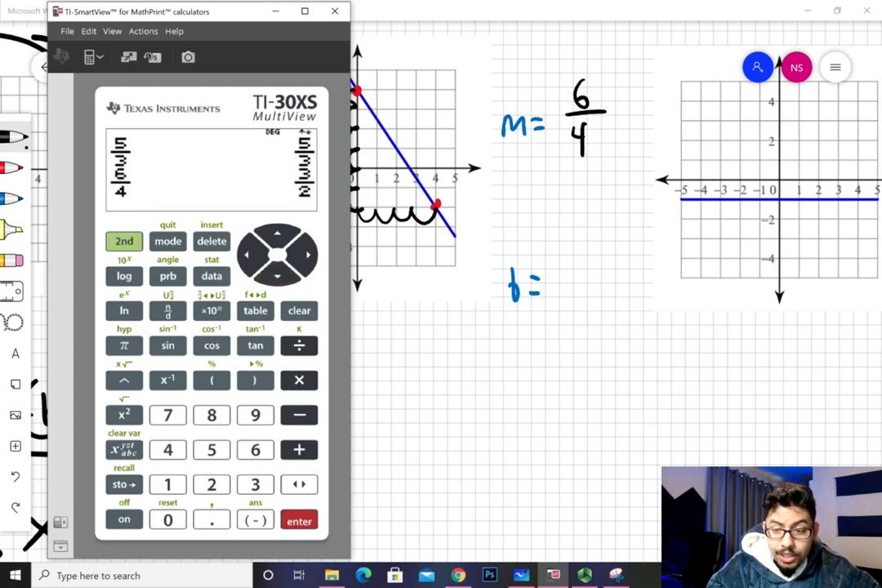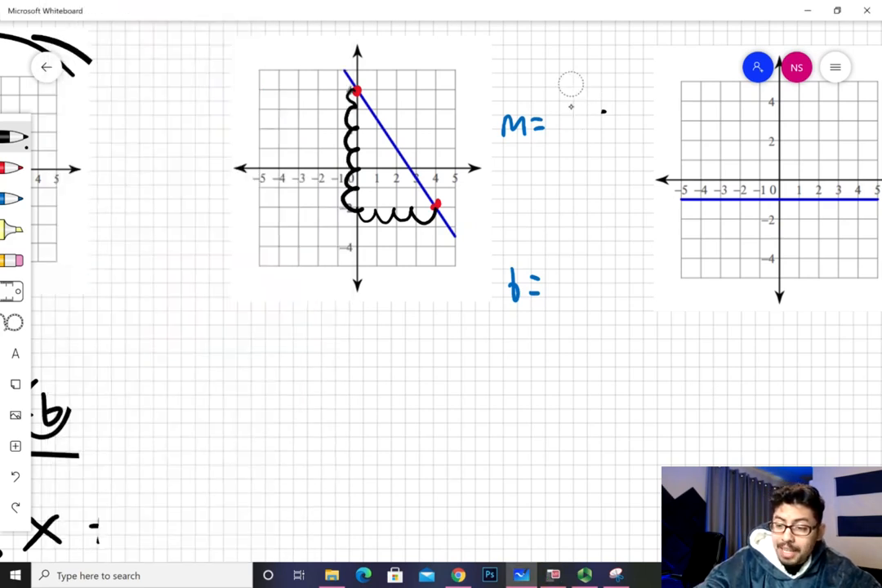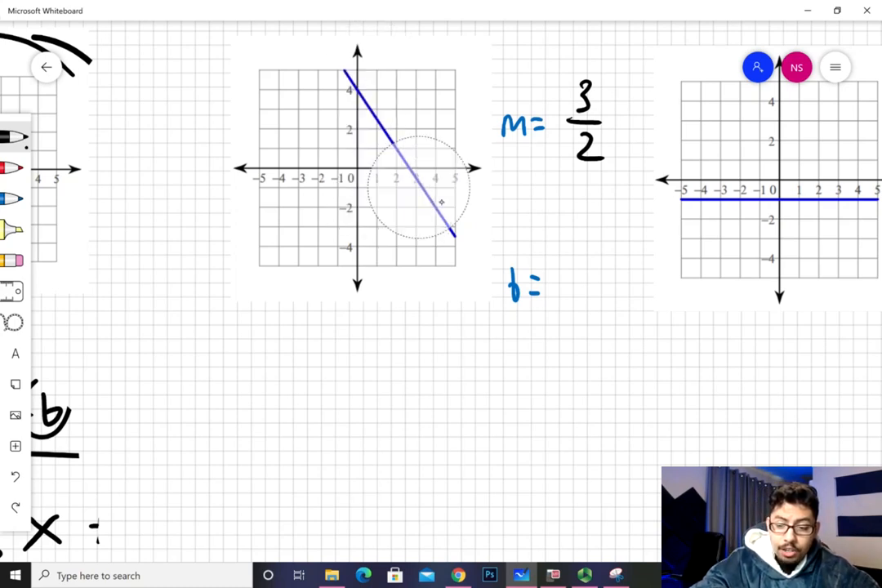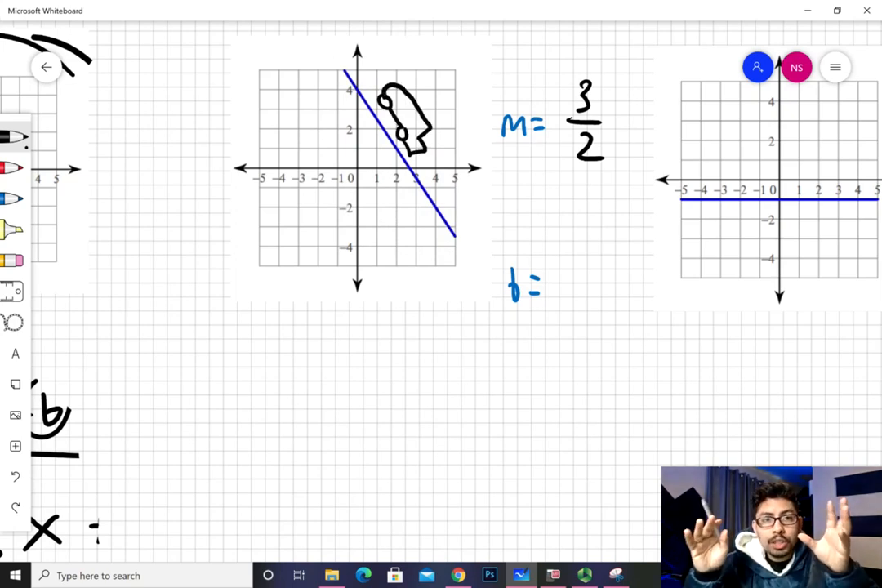Push enter. 3, 2. It did simplify it for me. Makes sense. 6 and 4 can be simplified to 3 2s. Right? And now just check whether your slope is positive or negative. That means draw your car on your line. Always with the hood facing the right. Always with the hood of the car facing the direction of the right.